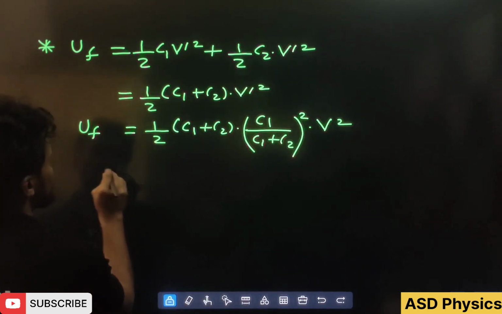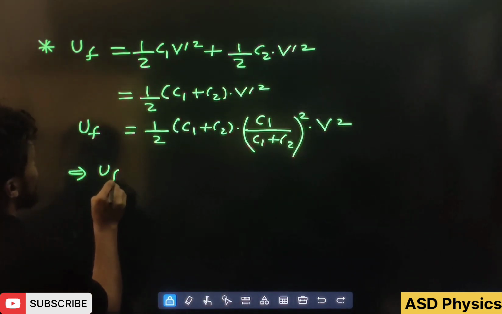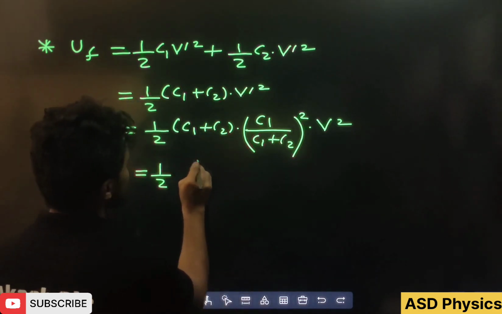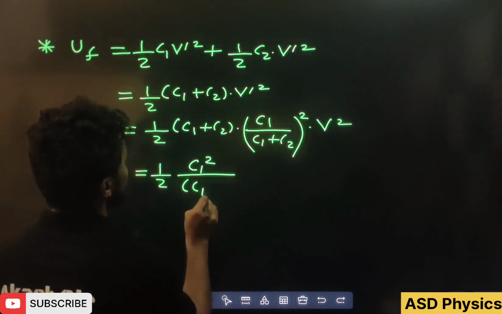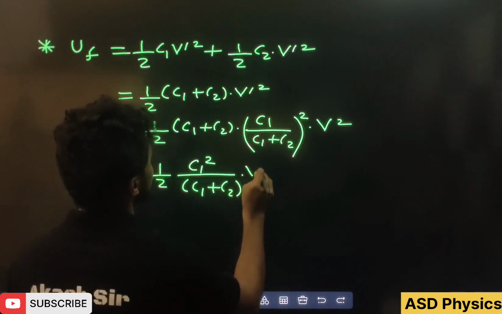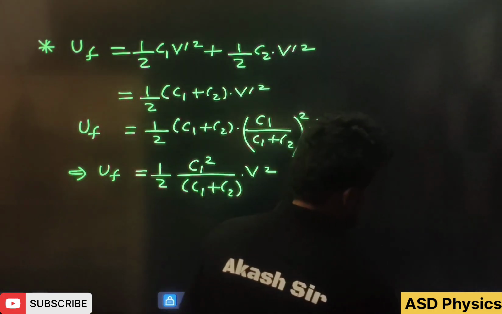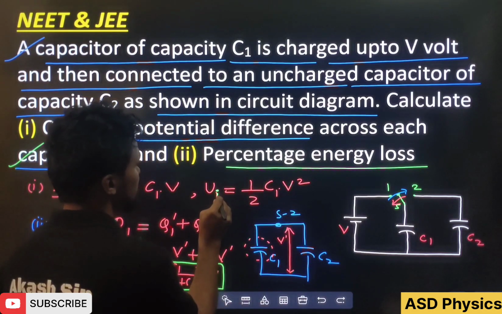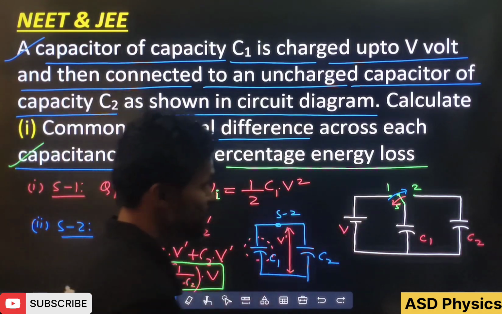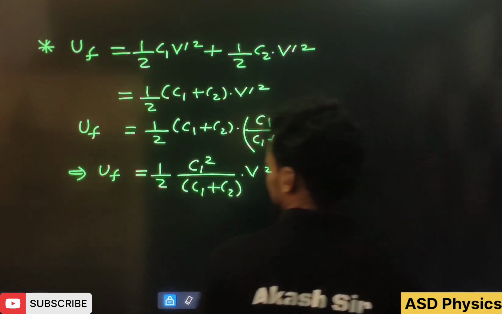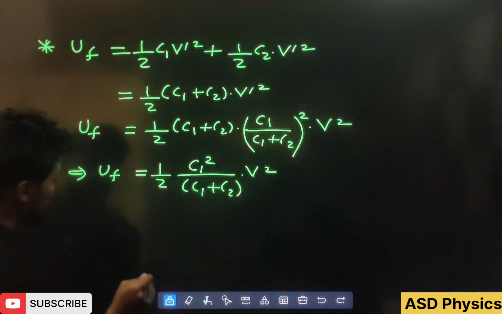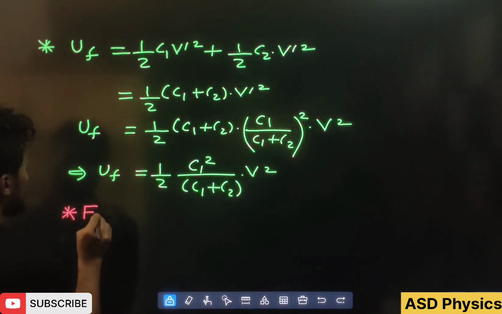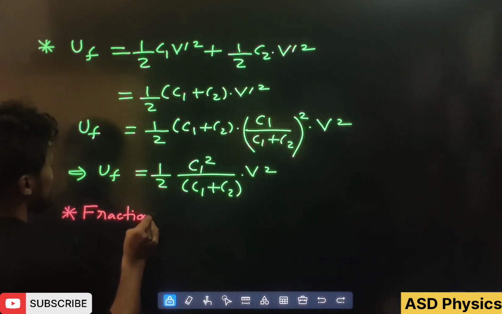Now because square is there, this final energy will come to half, and C1 plus C2 cancels, so C1 square by C1 plus C2 into V square. And remember one more thing: this was the initial energy, because when it has charged, there is energy loss. Now, if I go for the energy loss, first I am going to see the fractional energy loss. Very, very important formula. That's why we are doing all this.